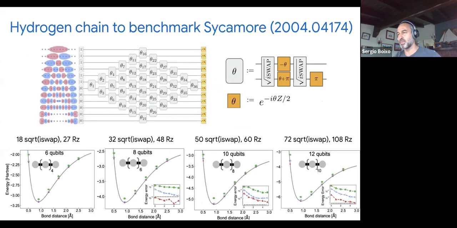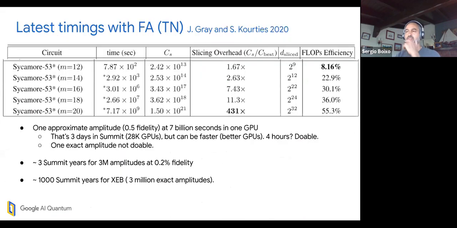Now, for these other algorithms that are based on tensor networks, you can actually tune the cost to the fidelity that you want. So when I say here, using the numbers from Johnny Gray and Curtis, that this is 7 billion seconds on 1 GPU, that's at 0.5 fidelity. That's 1 amplitude at 0.5 fidelity.